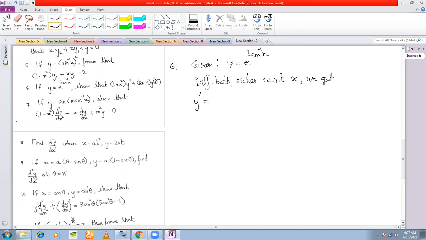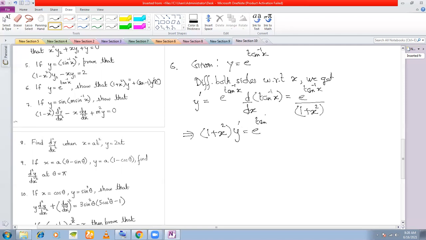Y dashed is equal to, how will you differentiate e to the power of tan inverse x? First differentiate e to the power of tan inverse x into ddx of tan inverse x. So you get e to the power of tan inverse x divided by 1 plus x square. Right? Now you cross multiply to get 1 plus x square y dashed is equal to e to the power of tan inverse x. And what is e to the power of tan inverse x? It is simply y, isn't it? The given function.